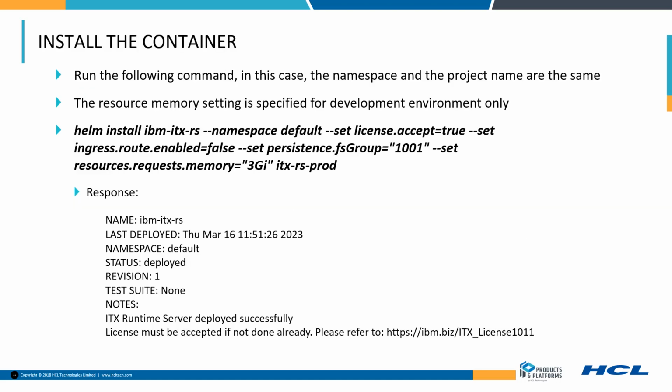Now you're ready to install the container in AWS EKS. Make sure you're in the parent folder location. Execute the HELM command. Usually it takes a minute to get a response. If it's successful, you should see ITX runtime server deployed successfully. You can ignore the licensing comment if you use the command mode above. The first set command is to set to accept the license.